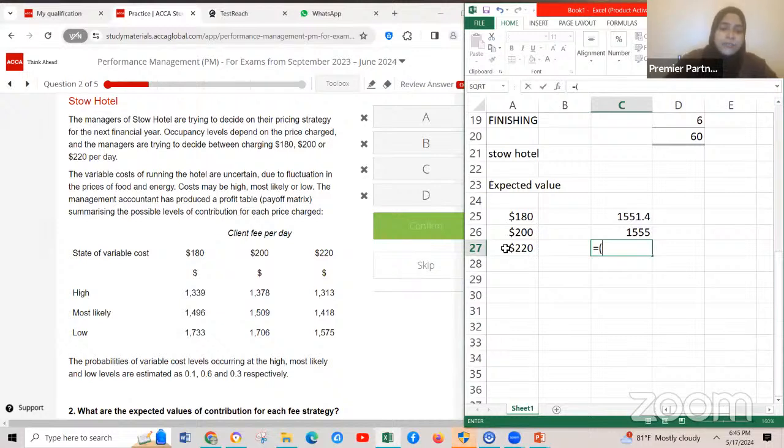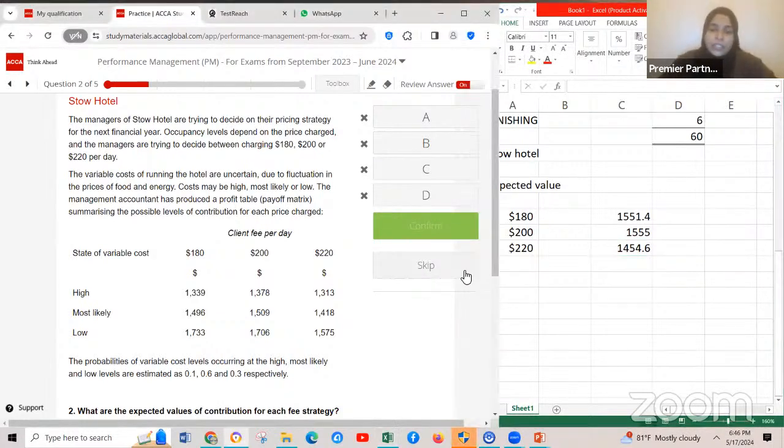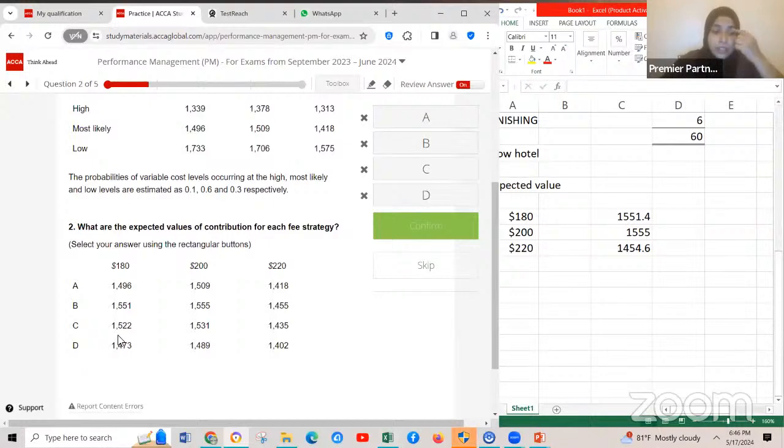For this one, it is 1313 likely to happen 10% of the time, 1418 likely to happen 60% of the time, 1575 likely to happen 30% of the time. So what are the expected values? 151, 111, this one, no? B.